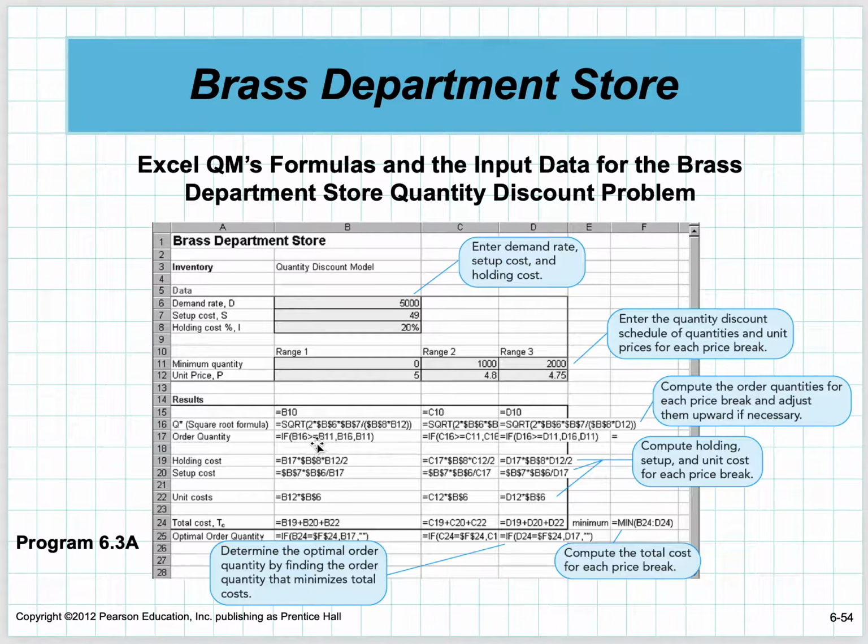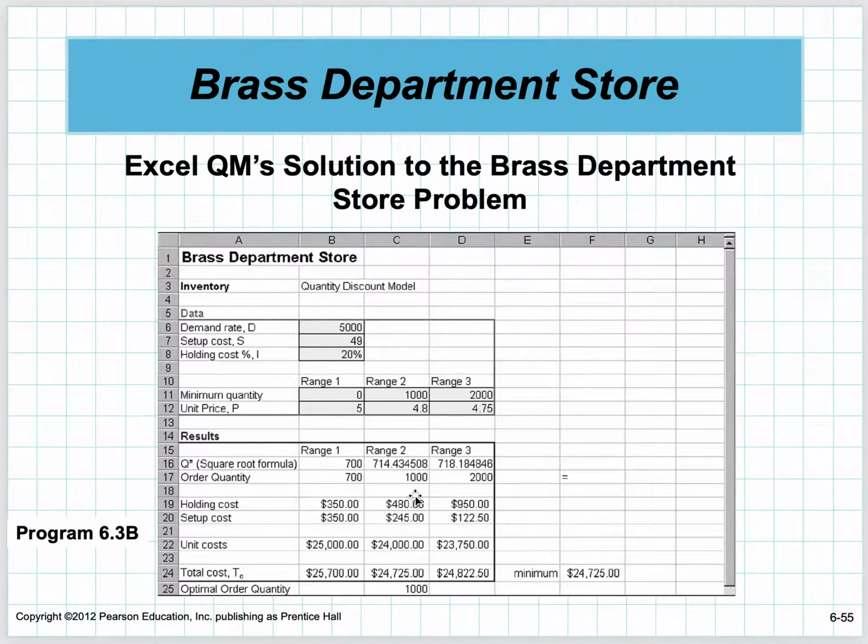See the order quantity, if. It calculates the Q squared first, but then it does an if on that. If B16 is greater than B11, use B16. If not, use B11. Where's B11? B11 would be the minimum side of this. So you can look and see how the formulas work if you want to convince yourself.